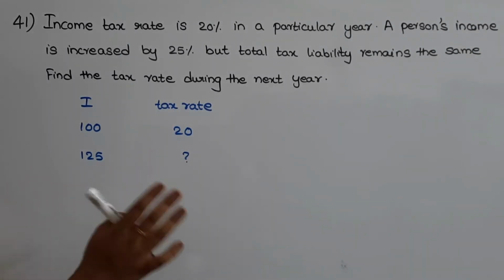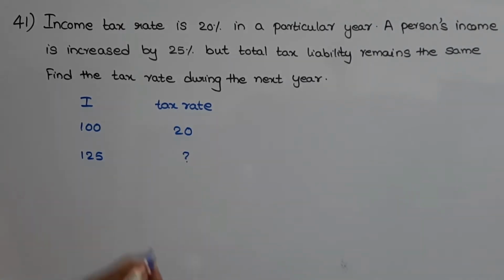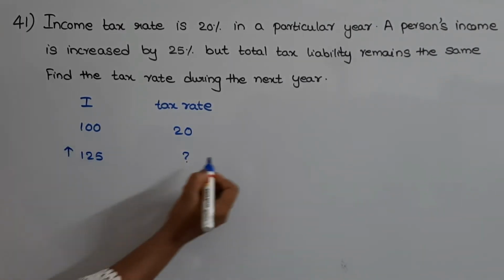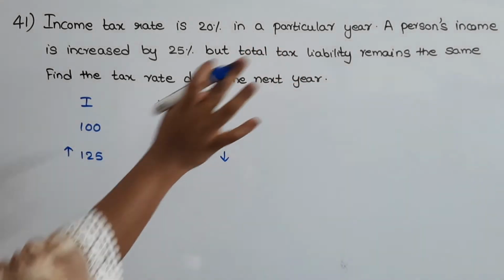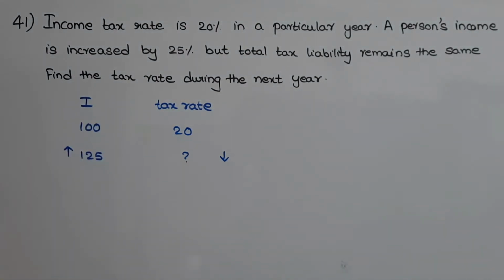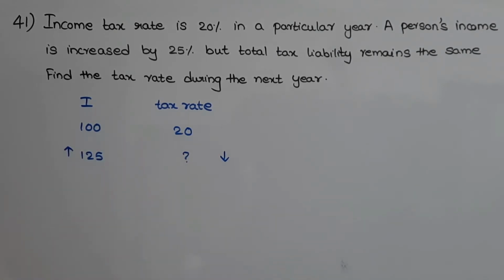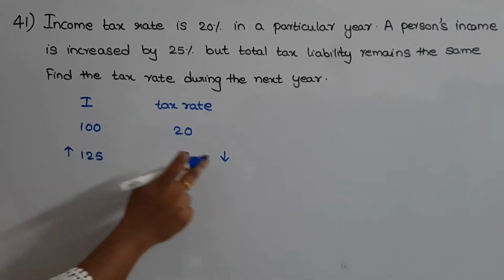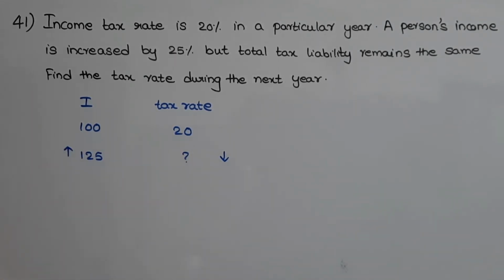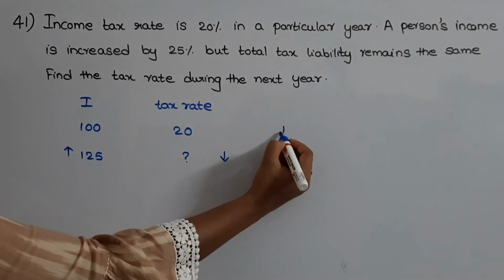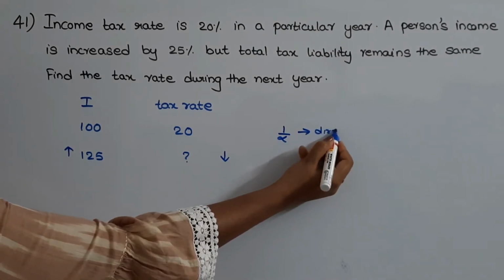This will happen only when the tax rate is decreasing. When the income is increasing, the tax rate should decrease so as to maintain the total tax liability the same. So we can say that these both quantities are inversely proportional to each other. When income is increasing, the tax rate is decreasing. So these both quantities are inversely proportional to each other. So whenever inverse proportionality comes, we can find out this answer by direct multiplication.